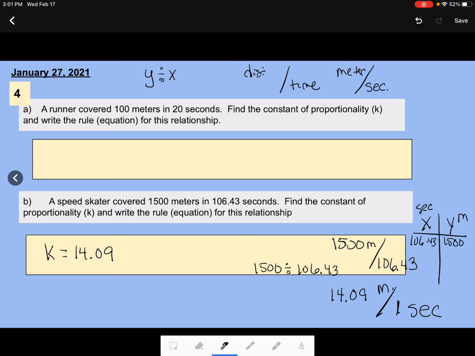Now, the runner 1A, it's the same meters and seconds. So set it up the same way, it's just easier numbers. The only tricky thing about this is knowing which one goes on top, which one goes on the bottom. And again, when it's distance and time, the time goes on the bottom.